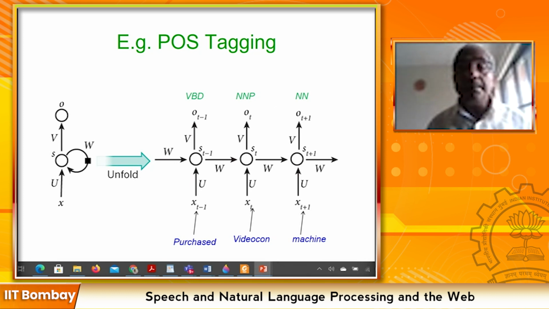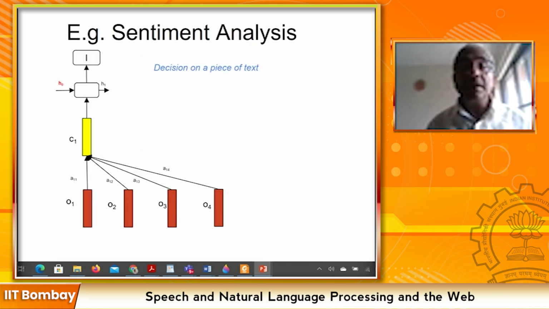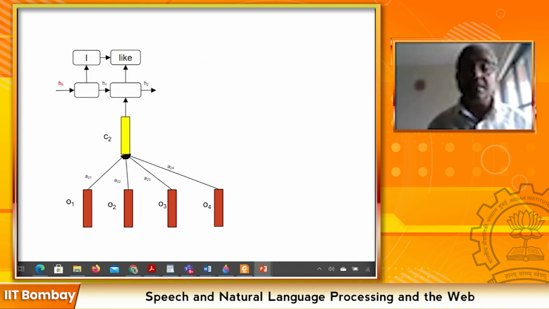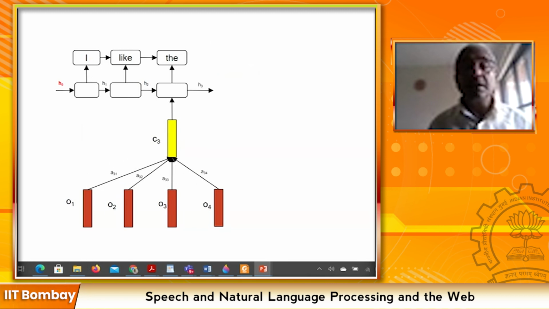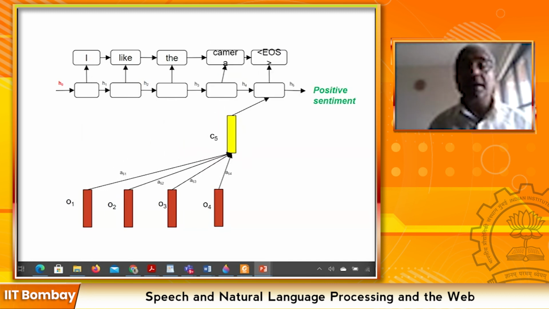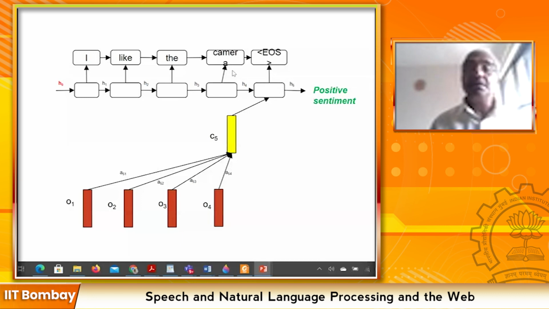The other situation is for sentiment analysis. Okay, where I have the sentence I like the camera and end of sentence. Now, by processing this sentence totally, I come to a positive sentiment. I like the camera is expressing positive sentiment about the camera. So the output is positive sentiment. So this is a classification problem. Positive sentiment, negative sentiment, and neutral.